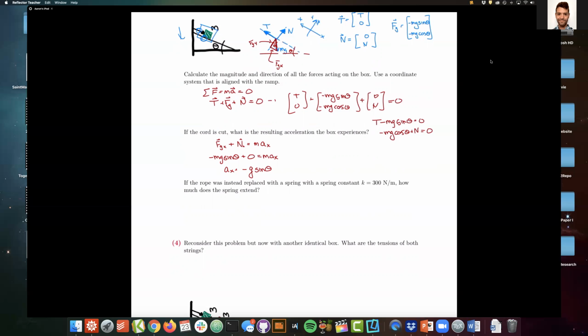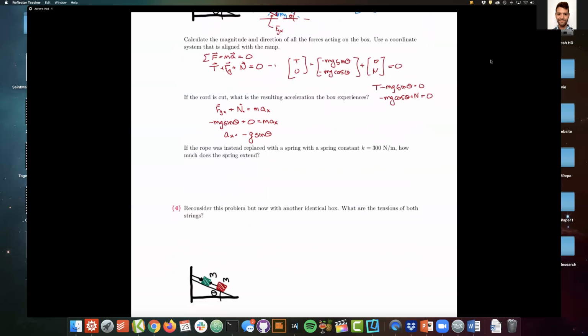If the rope is instead replaced with a spring constant of k, how much does the spring extend? In this case, the spring force points along the ramp, so there's only an x component, not a y component, and it is equal to minus k, the amount of stretch that occurs.